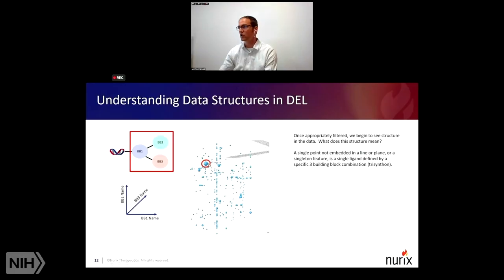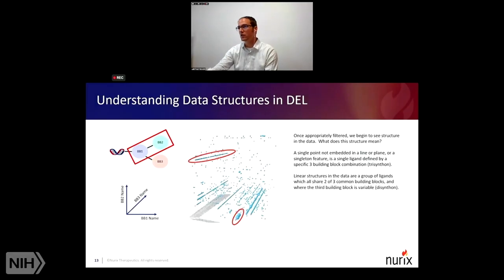And so as a result, we call this a trisynthon or a singleton feature. And it's telling you that if you change any of these building blocks, you pretty much ablate the enrichment signal of the related ligands. And so you may contextualize this as maybe this is a ligand, if it's real, that will have a very tight SAR in terms of what's in the library.